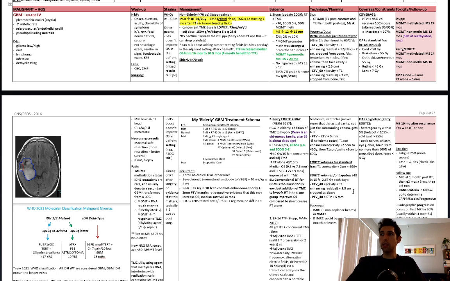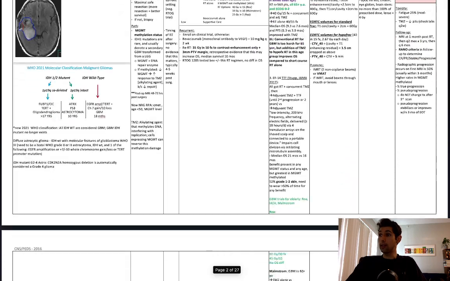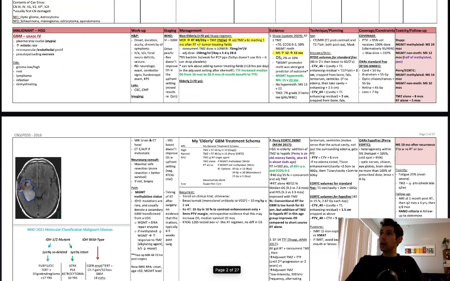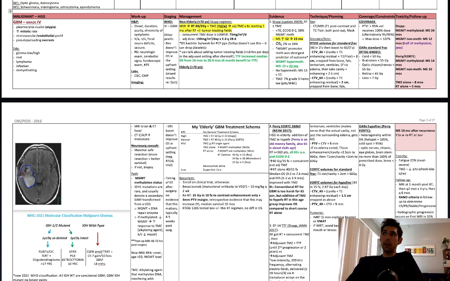Planning: use IMRT with 5 non-coplanar beams or VMAT. If you're using IMRT, avoid beams through the mouth or the lenses. Coverage: for the PTV, greater than 95% of the volume receives 100% of the dose. Alternatively, 95% of the volume gets 95% of the dose. Max dose should be less than 107%.